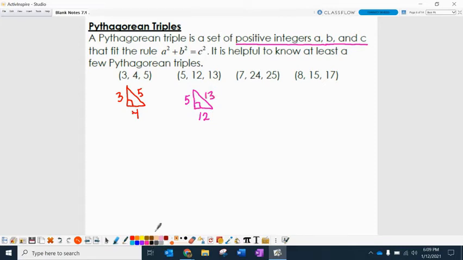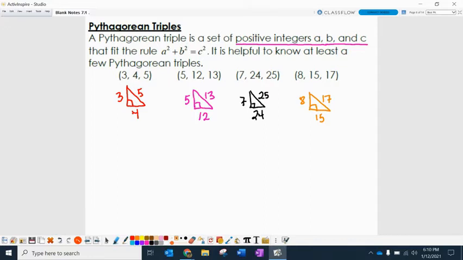Okay? If you had a right triangle with a hypotenuse 25 and a leg 7, the other side would be 24. If we had a right triangle with a hypotenuse of 17 and a leg of 15, the other side would be 8. And so if you memorize at least those first 2 Pythagorean triples, there are going to be many problems that you can just look at and tell us what the remaining side is.